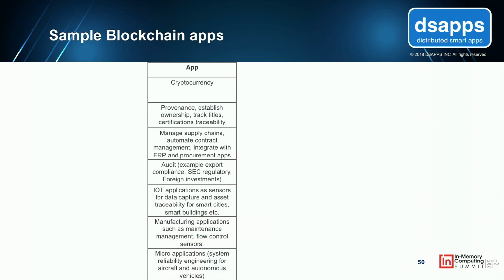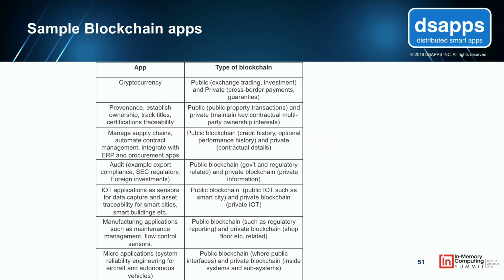So sort of looking at now a bigger picture, what are some typical blockchain apps? So you've got things like certainly cryptocurrency, provenance, which is ownership, managing supply chains, audit, for example, IoT applications, manufacturing, and micro. So let's look at the type of blockchain. So we'll step through it. If you're using a cryptocurrency, you're going to be using a public one. You can also have private for cross-border payments.